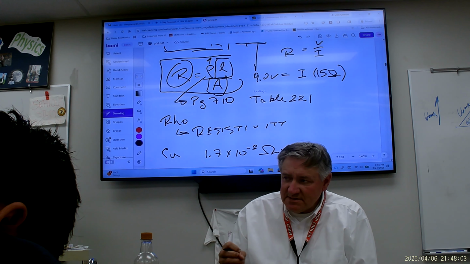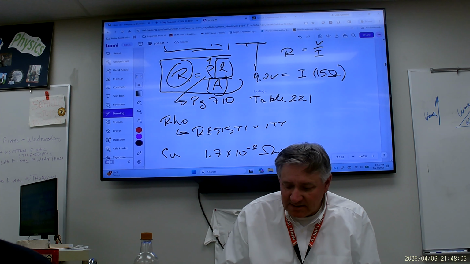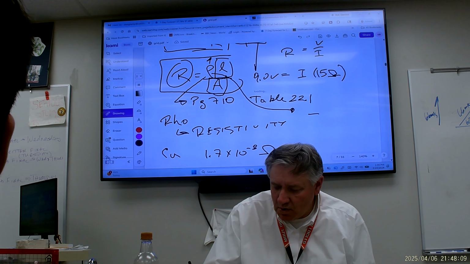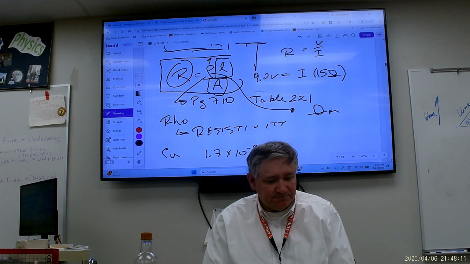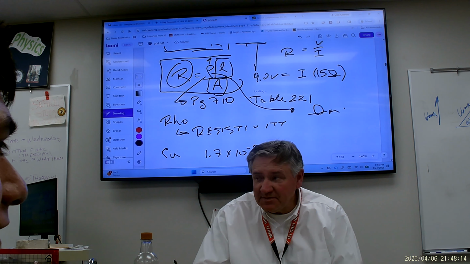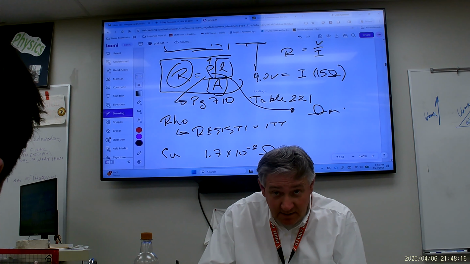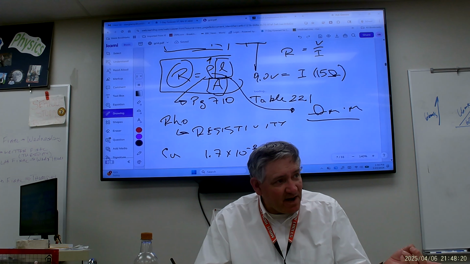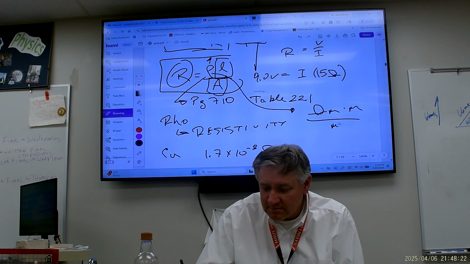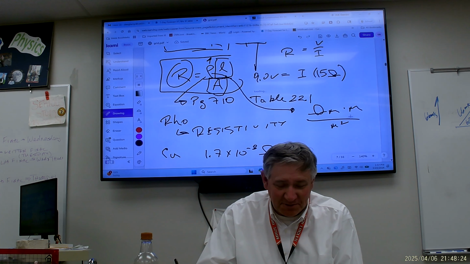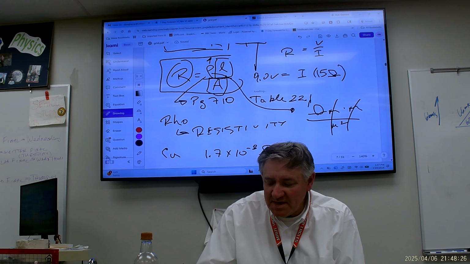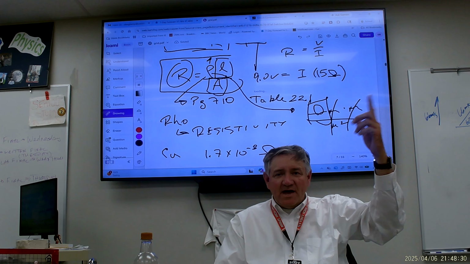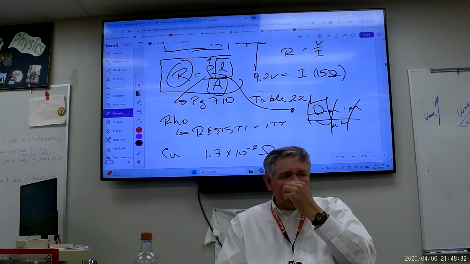So this is why resistivity has the weird units that it does. You have resistivity, that's in ohm meters. Then you have a length, which is in meters. And then you have a cross-sectional area, that's in meters squared. So then you're left with just ohms. That's why it has the weird units that it does.